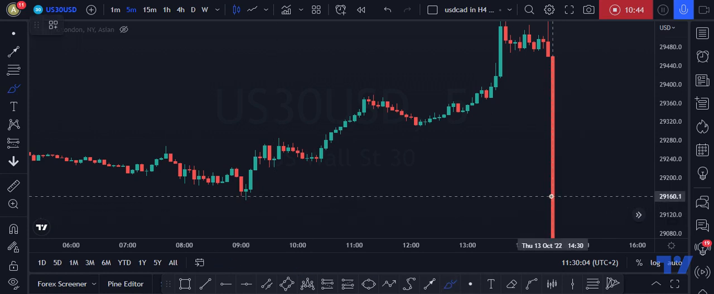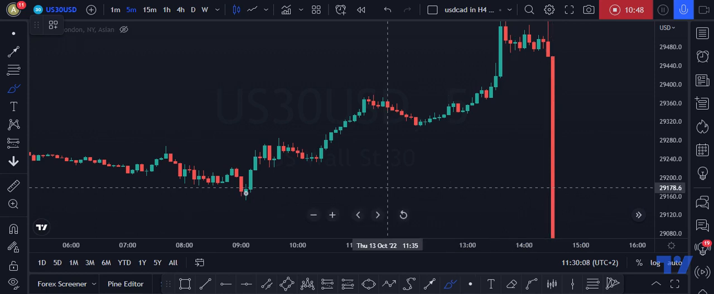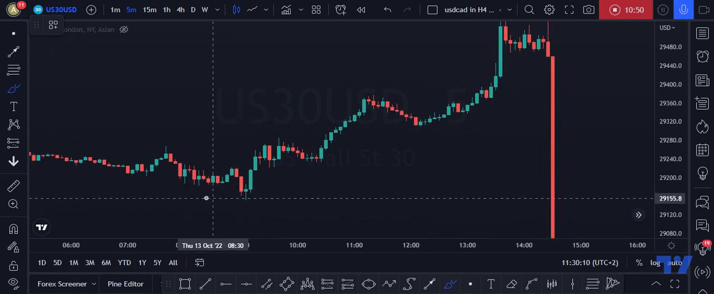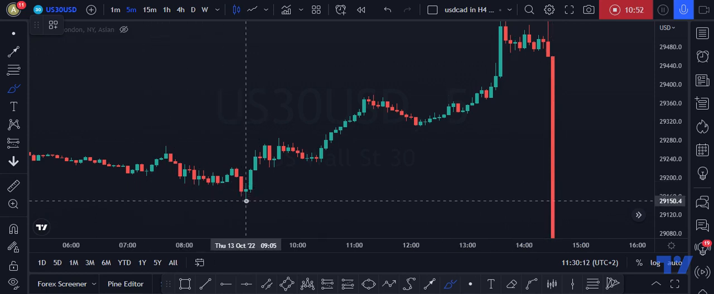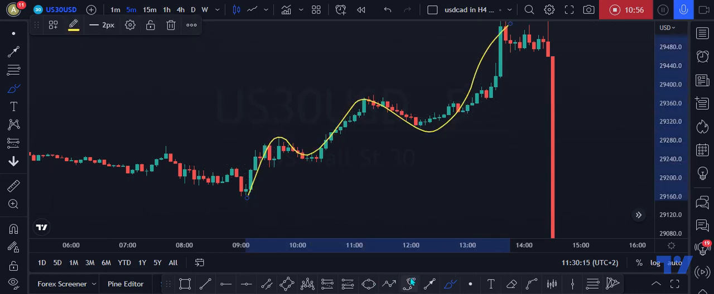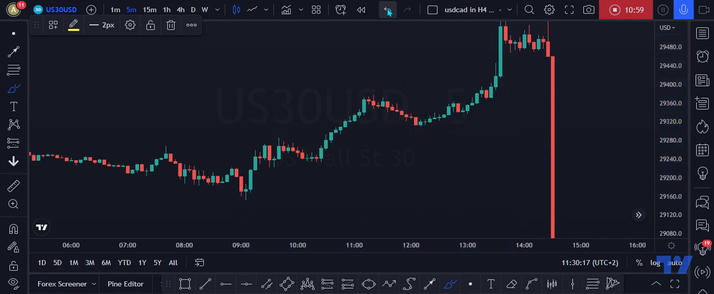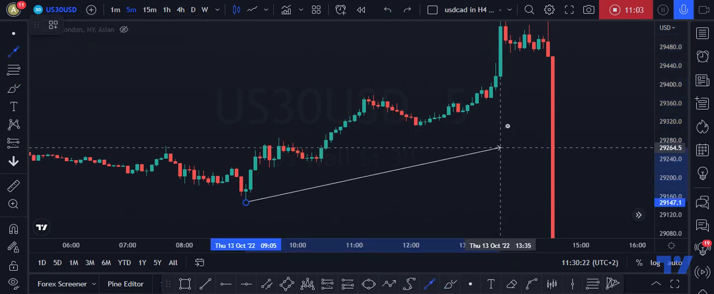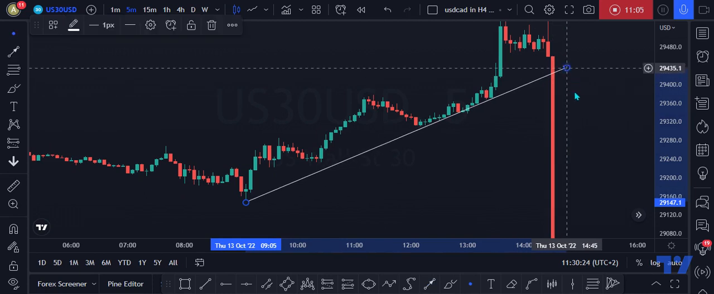It was the 13th of October, 2:30. You can see it's 2:30. So this is the 13th in the morning. The market was going up. And what happened at the end of the day? When the event starts, the market went down. So the market is going up, the event goes down.